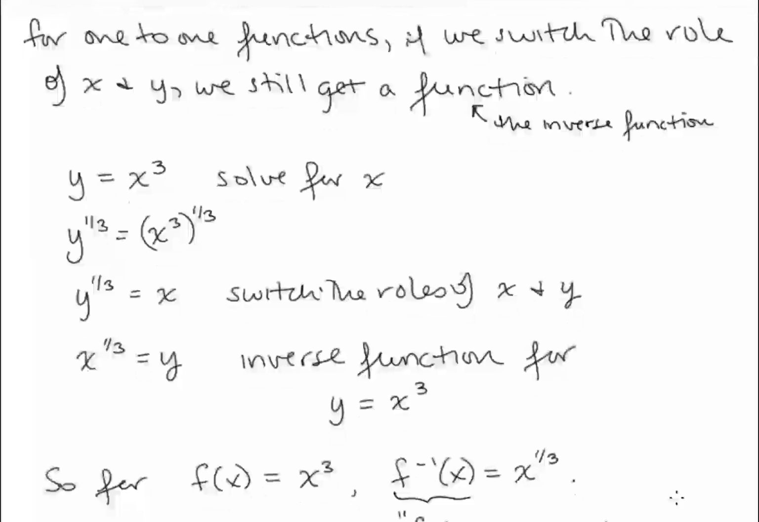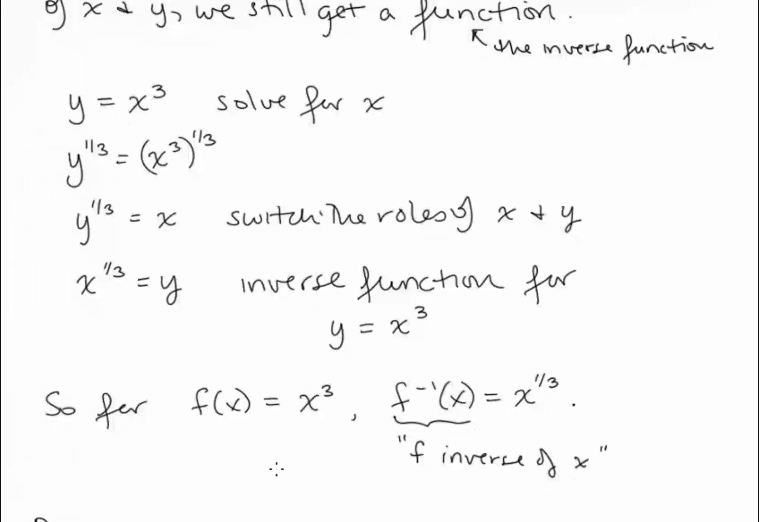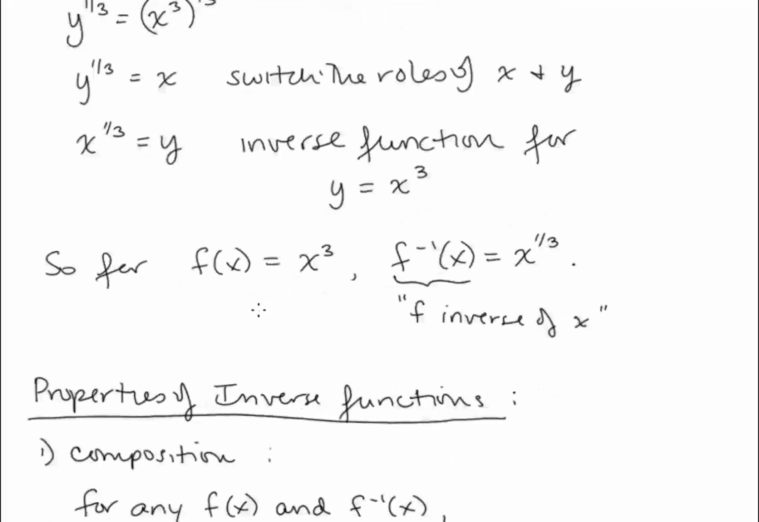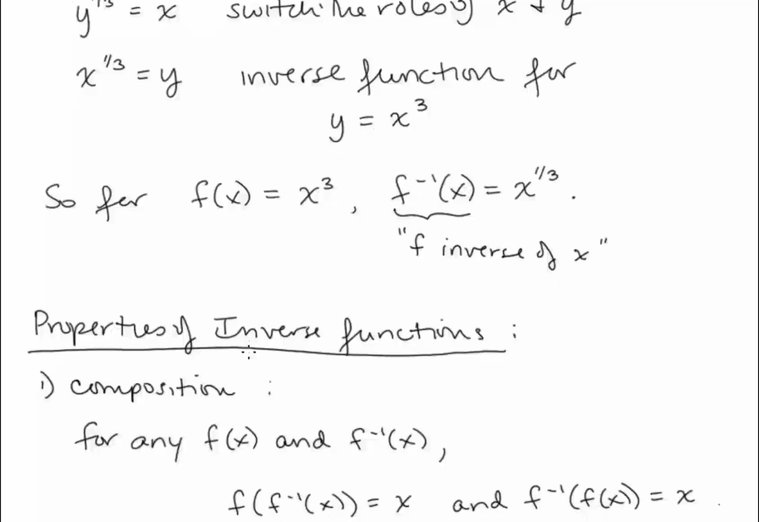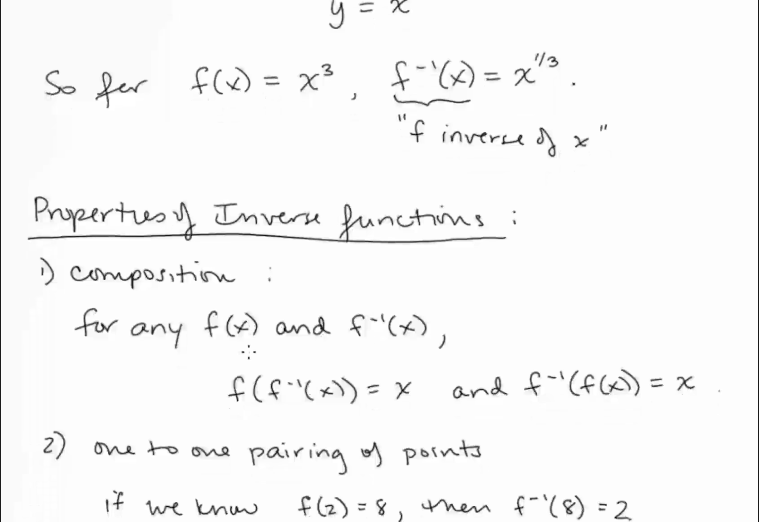And in the notation of inverse functions, we can say f of x equals x to the third, and then f inverse of x is equal to x to the 1/3. We read this as f inverse of x, and that's a superscript here of a -1. So now we have f and its inverse. How is this useful to us? Well, let's take a look at the properties of inverse functions.